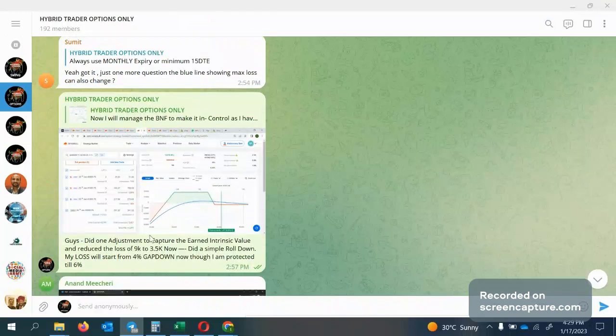What I'll show you is that I did the adjustments at 2:57, having deployed the trade at 1:48 yesterday. Yesterday at 2:57, almost before closing the market, I did the adjustment. I mentioned I wanted to book the intrinsic value and reduce the loss from 9k to 3.5k.